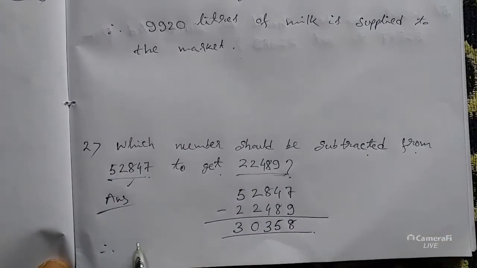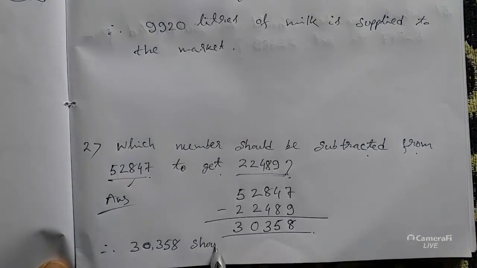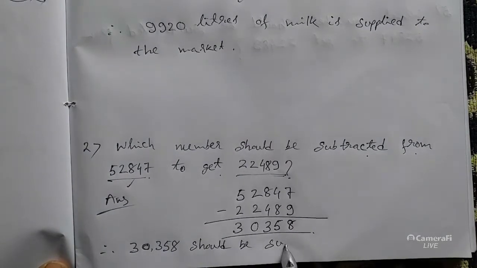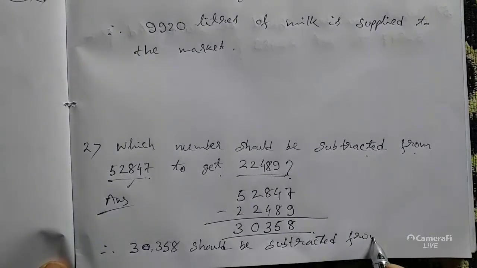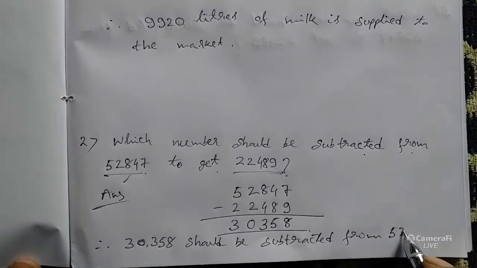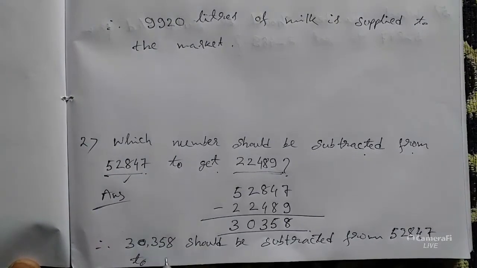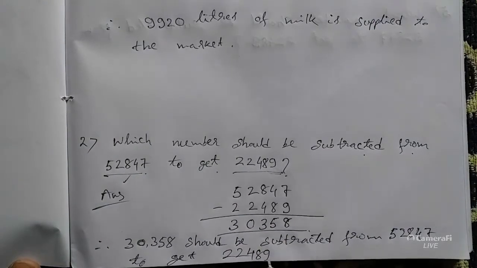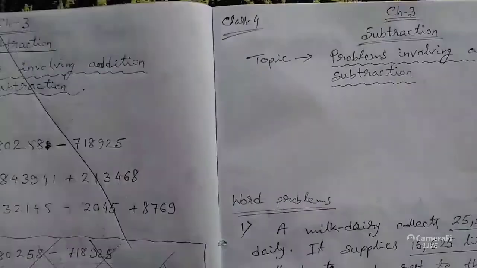So this is the number which is subtracted from this number to get this. So your answer, therefore: 30,358 should be subtracted from this number, 52,847, to get this one, 22,489. So this is complete. Next, coming to another problem.